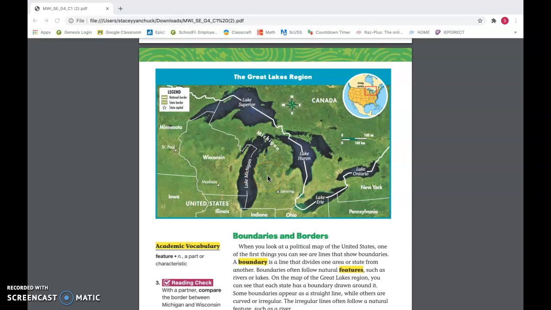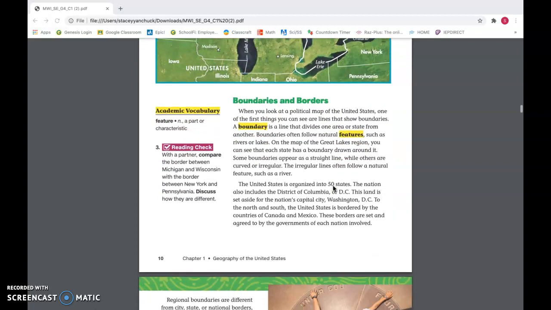So you can see where those borders of the states are, and where the border of the country is. So the United States borders Canada. Canada is up on the north, and that gives us a nice thick boundary line, so we know where that line is, okay?